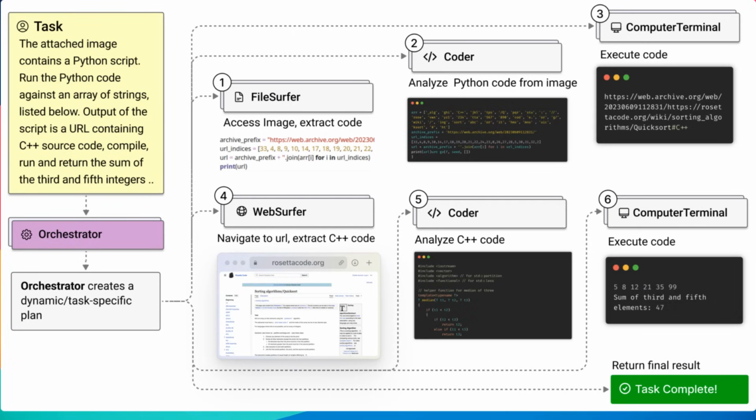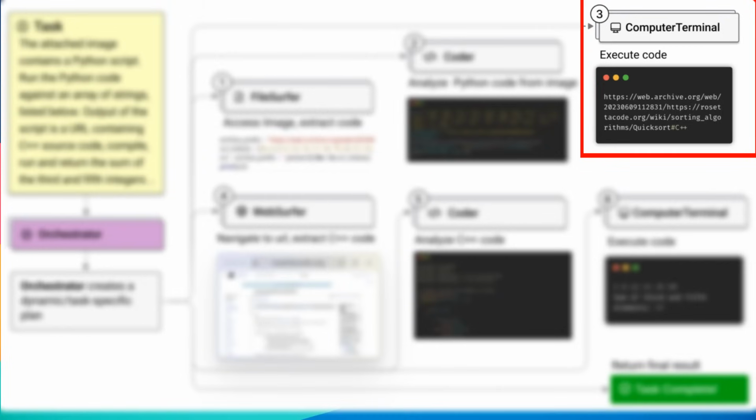So you could imagine that you could use the web surfer to go off and read some docs, etc. And then the coding agent can take that and then start to build something with it. And then the last sub-agent is the computer terminal agent. So this basically has the ability to execute shell commands, install new packages, new libraries, that kind of thing.